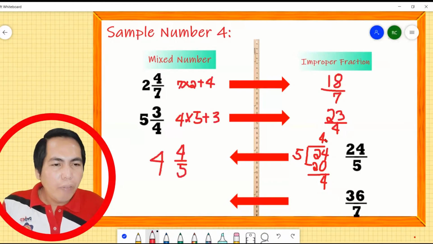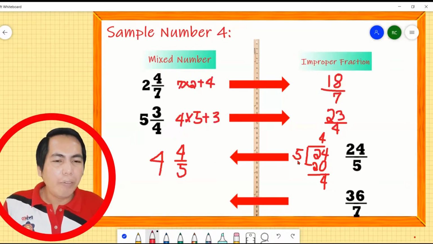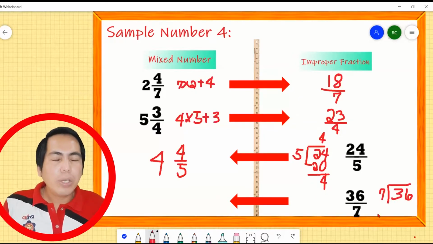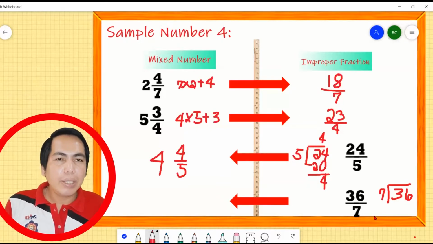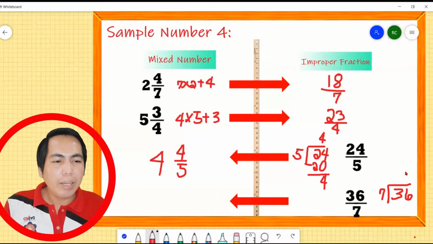So the quotient 4 will be our whole number here. The remainder 4 will be our numerator, and the divisor 5 will be our denominator. And finally, we have 36/7. So we are going to divide 36 divided by 7. So we have to count how many 7s can we get from 36. We can only get 5 of 7 from 36.